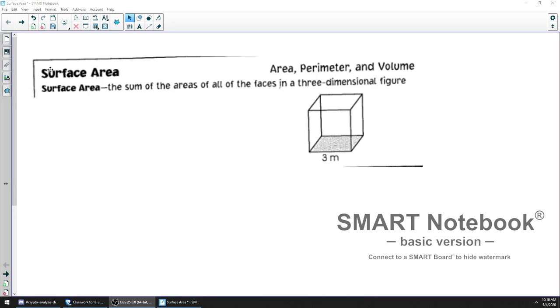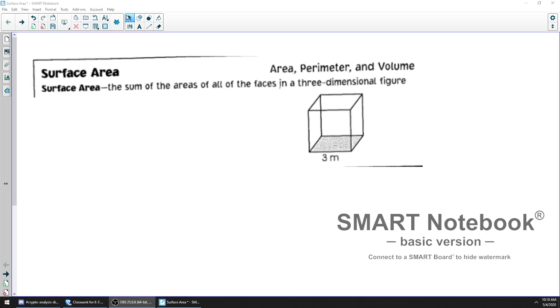Today we're going to learn about surface area of a three-dimensional figure. So a real-life object, something you can almost hold in your hand, right? 3 dimensions. It has length, width, and height. So look at the definition. Surface area is the sum of the areas of all the faces in a three-dimensional figure. So if you look here, this is a three-dimensional figure.